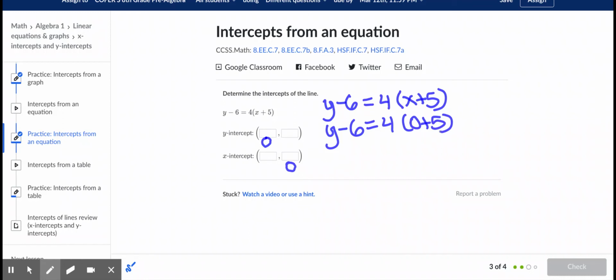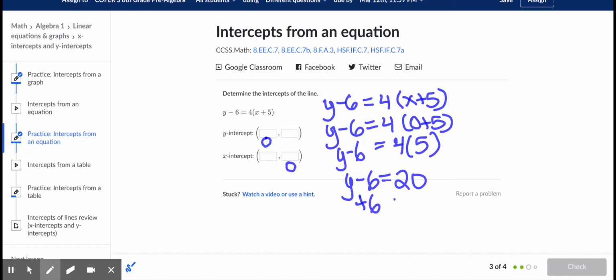0 plus 5 is 5. So now I have 4 times 5 is equal to y minus 6. 4 times 5 is 20. So now I have y minus 6 is equal to 20. The opposite of subtracting 6 is to add 6 on both sides. My 6's cancel out, and I'm left with y is equal to 26. So I know here my y is 26.